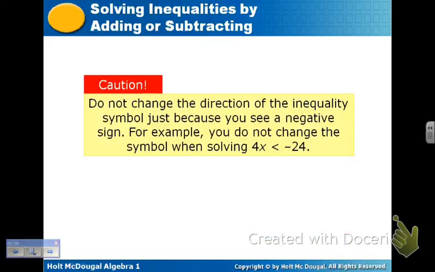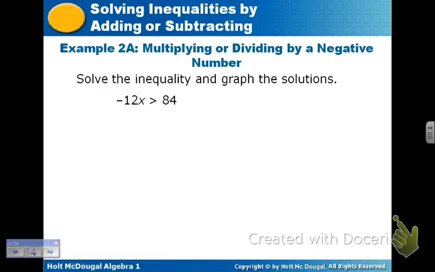Caution, do not change the direction of the inequality symbol just because you see a negative sign. This is important. You only change the direction of that symbol if you're dividing or multiplying by a negative number. We wouldn't do it in this example here, 4x is less than negative 24, because you're dividing by a positive 4.